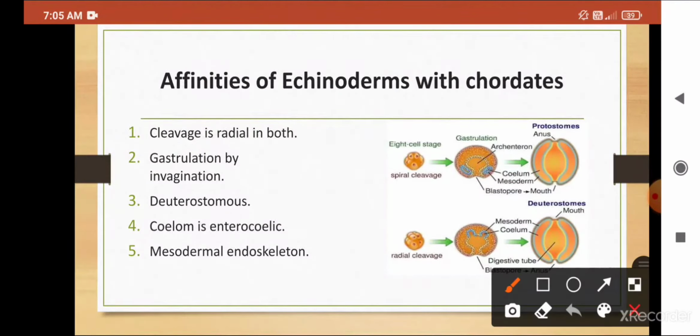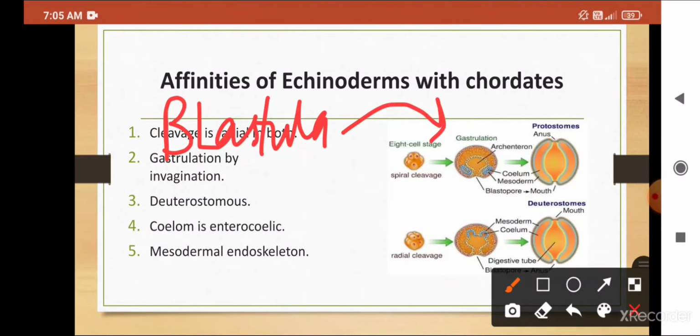Now the second thing is about gastrulation. Gastrulation by invagination. What is gastrulation? Gastrulation is the process in which the blastula is developed to form gastrula.